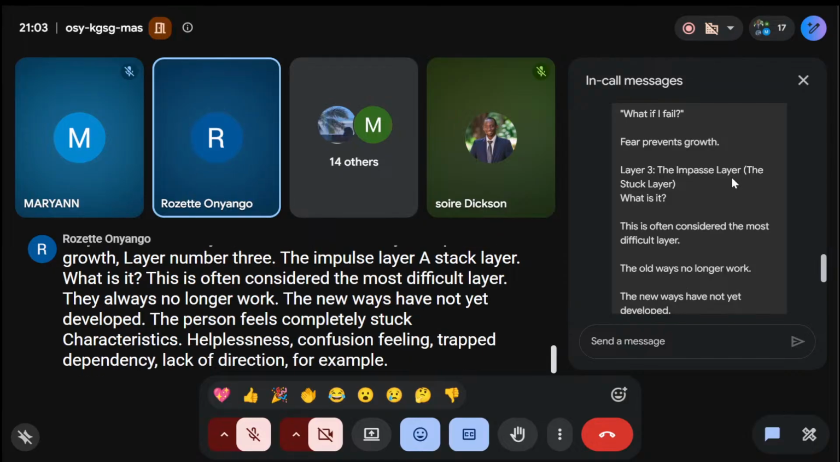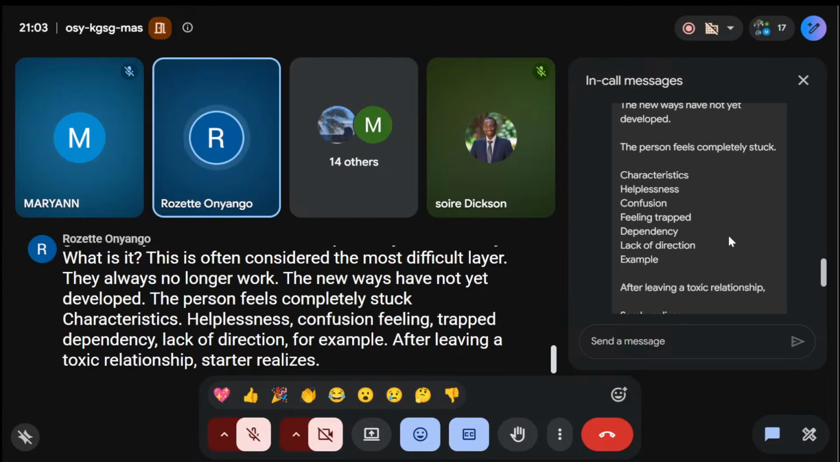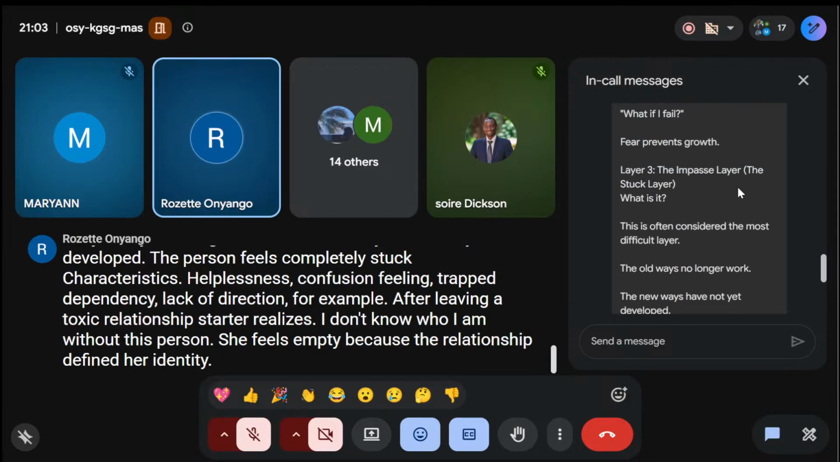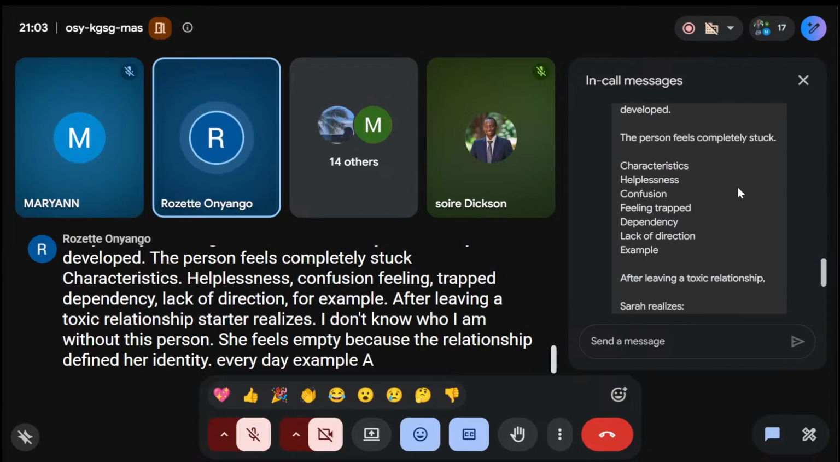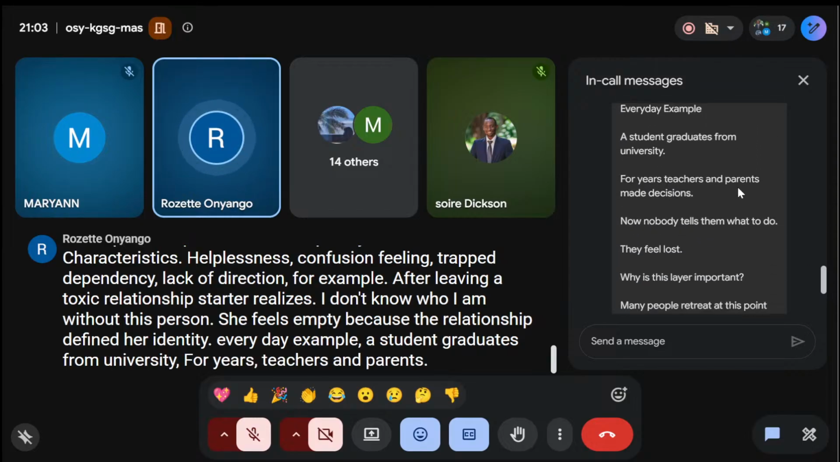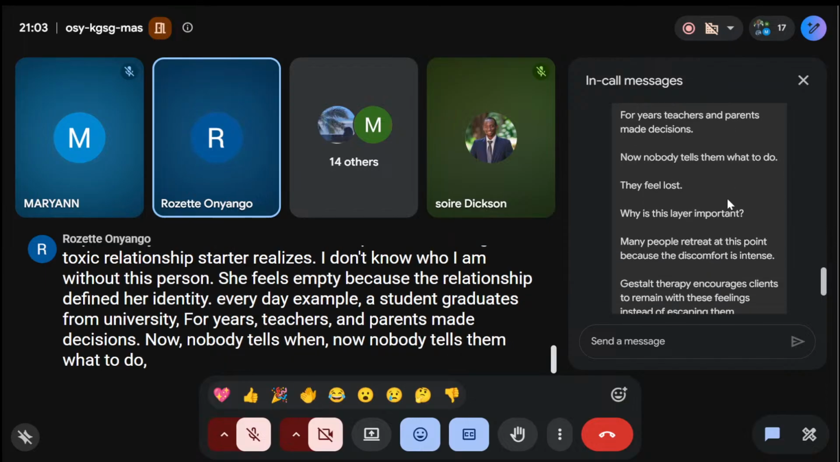For example, after leaving a toxic relationship, Sarah realizes, "I don't know who I am without this person." She feels empty because the relationship defined her identity. Everyday example: a student graduates from university. For years, teachers and parents made decisions. Now nobody tells them what to do. They feel lost.